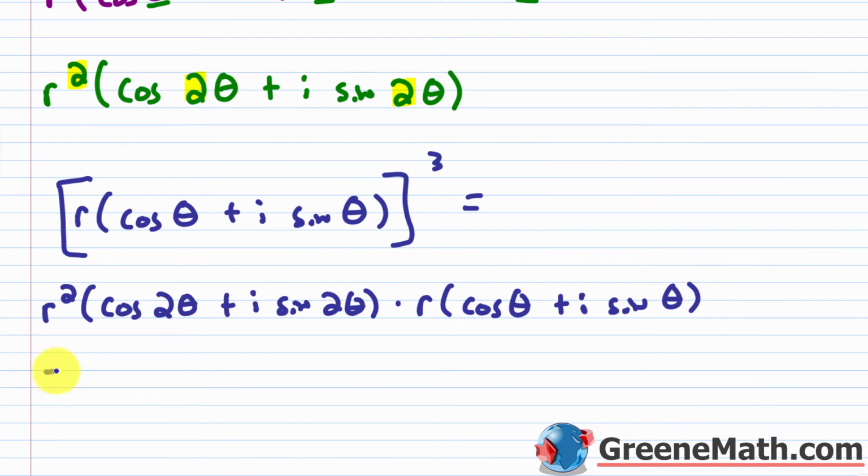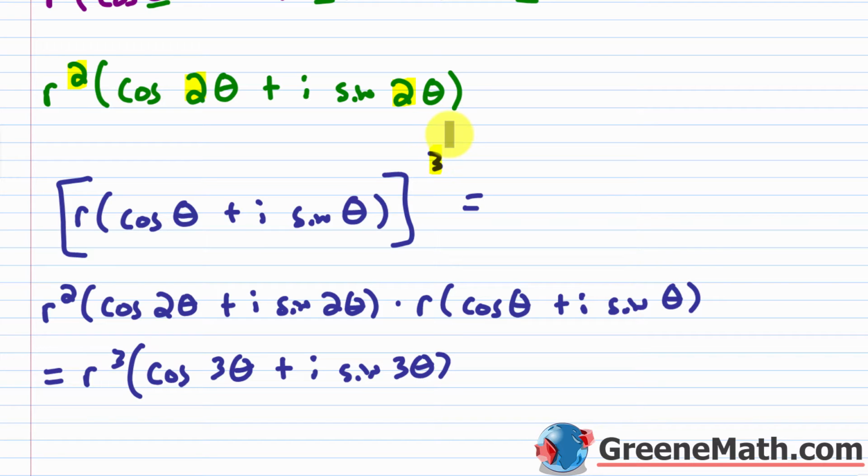So what is this going to give me? Again, r squared times r is going to be r cubed. Notice this exponent here matches this exponent here. After that, inside the parentheses, you're going to have the cosine of 2 theta plus theta, which is 3 theta, plus i times the sine of 2 theta plus theta, which is 3 theta. So again, this exponent of 3 is going to be your exponent on r, and then inside the parentheses it's going to be multiplying your argument.